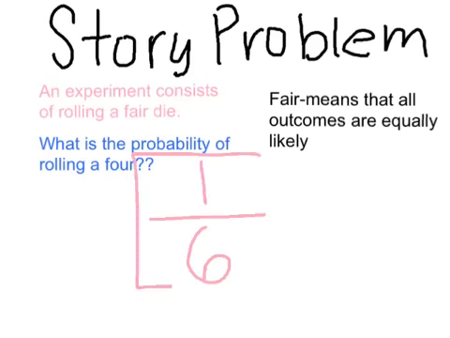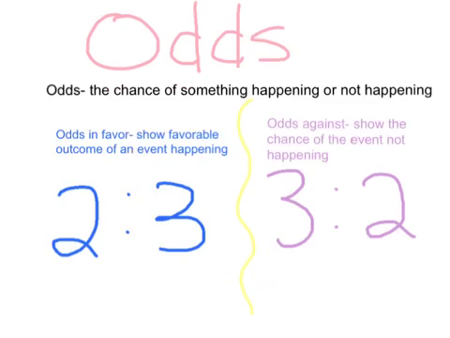This is theoretical probability because in theory, the chances of getting a 1, 2, 3, 4, 5, or 6 on a die should be equally likely. You are finding the probability of what should happen. Next, we are going to explain odds. Odds is the probability or chance of something happening or not happening. The odds in favor show the favorable outcome of an event happening. The odds against show the chance of the event not happening.